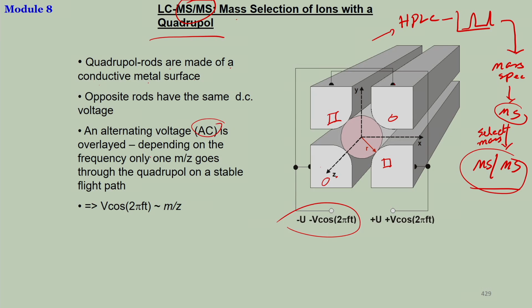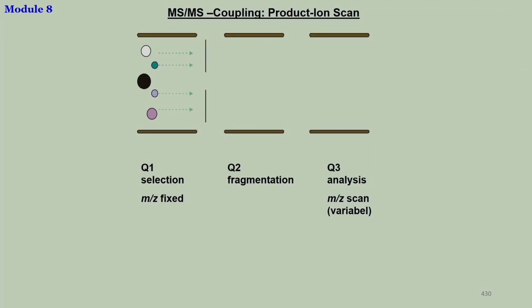Depending on the frequency, you can select only one M by Z, which goes through the quadrupole on a stable flight path. This is the flight path, V cos 2 pi f t, which is almost proportional to the M by Z value, and then this happens.